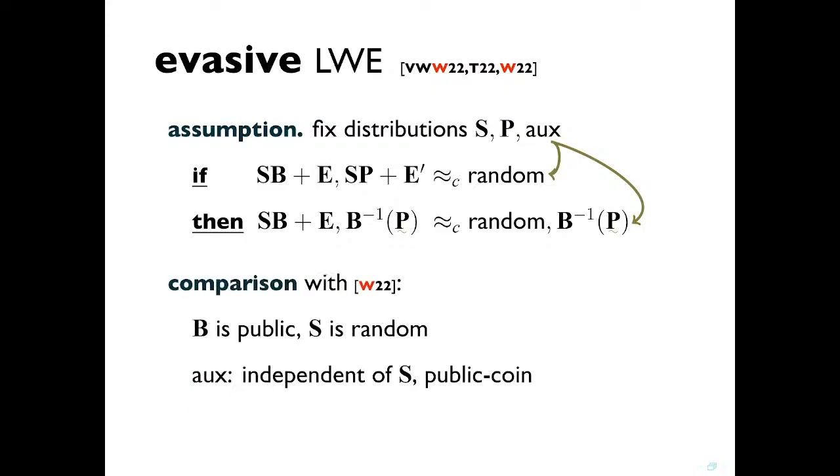Let me also add that there's a different variant of the evasive LWE assumption that was introduced in the context of attribute-based encryption, and it's similar and different at the same time. The main difference over there is that the B matrix is public and the S matrix is random and secret. And the auxiliary input is independent of S and public coin, so you actually don't have any of these attacks. And you will hear a little bit more about this in David's talk. Not quite, but somewhat.